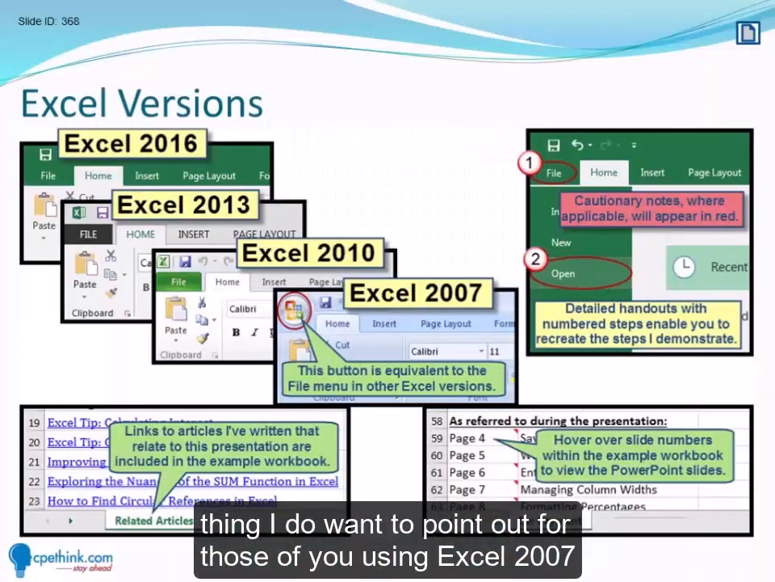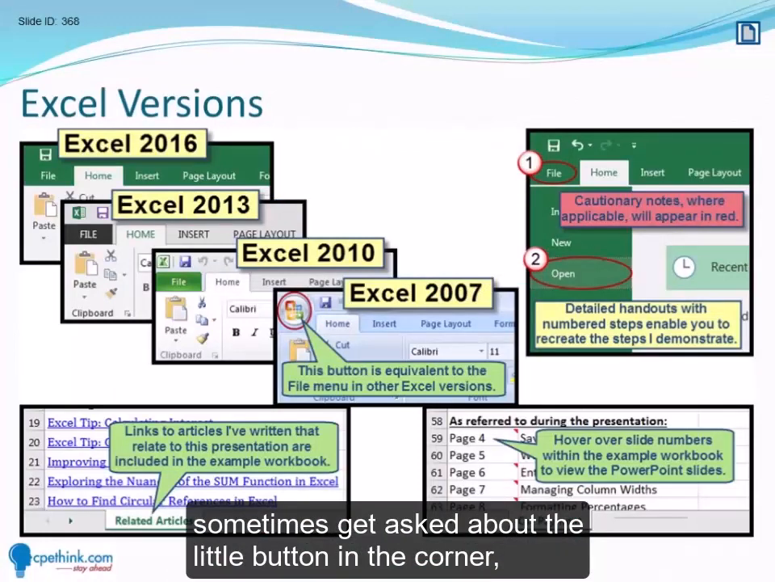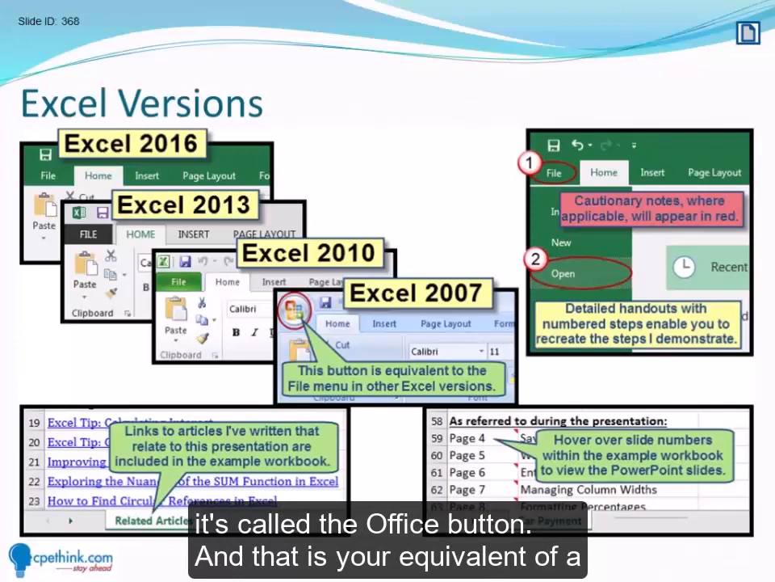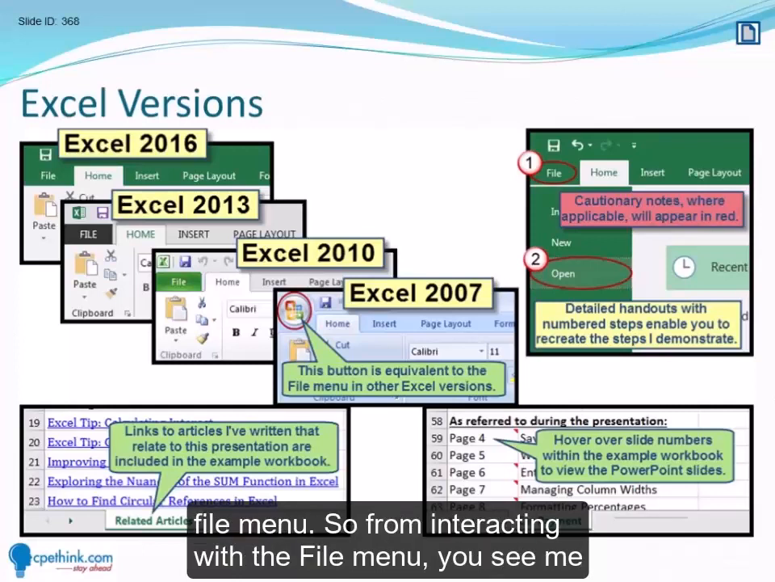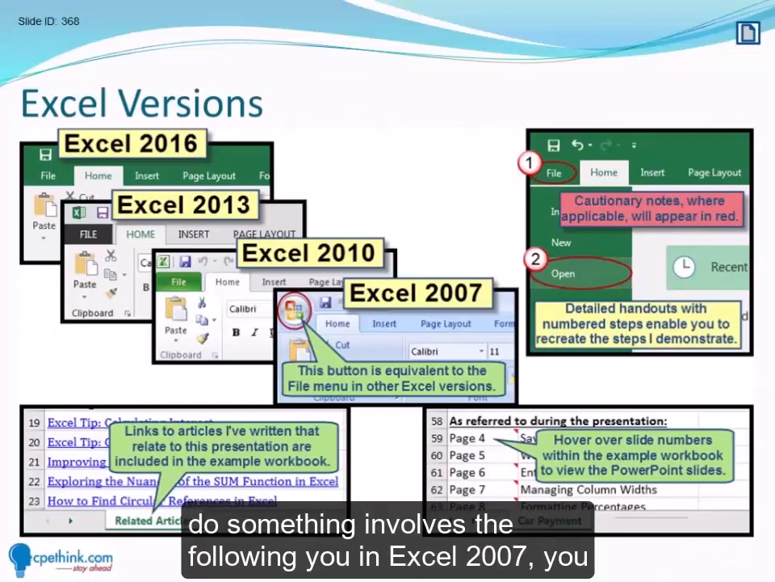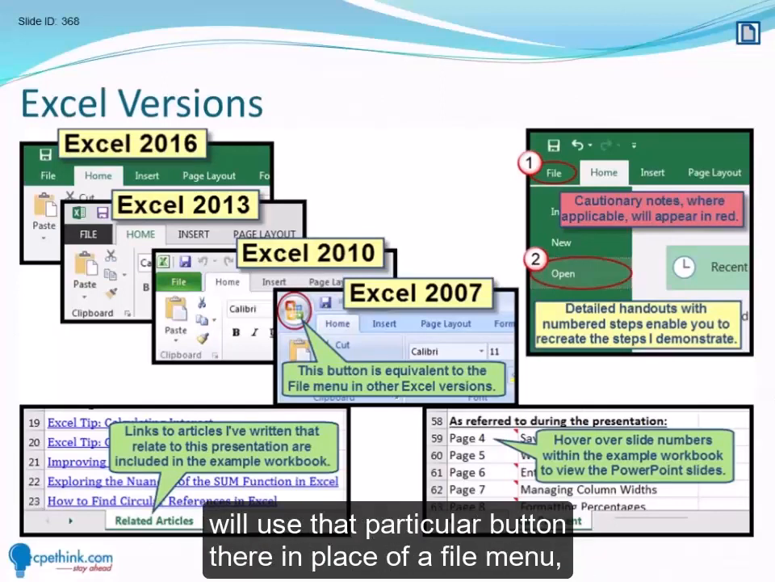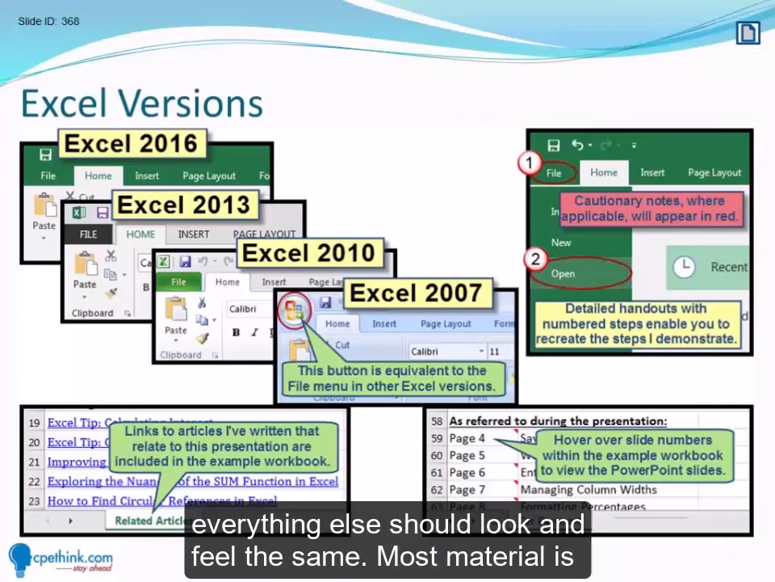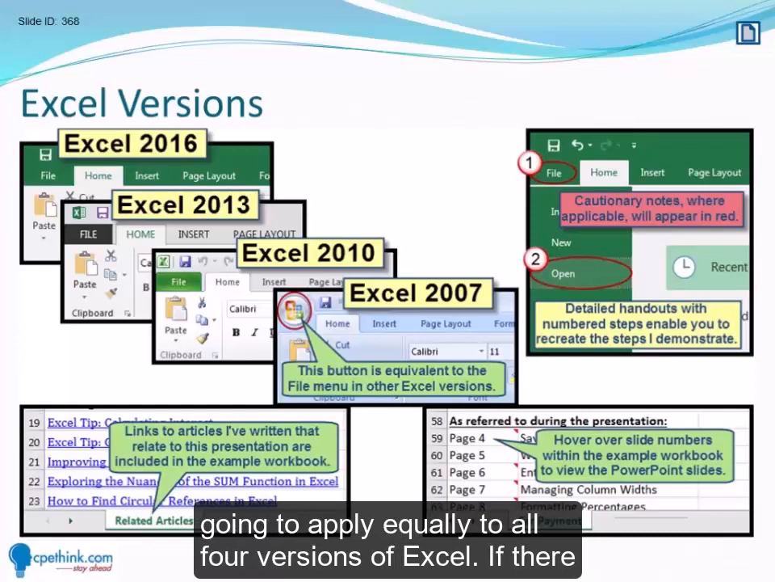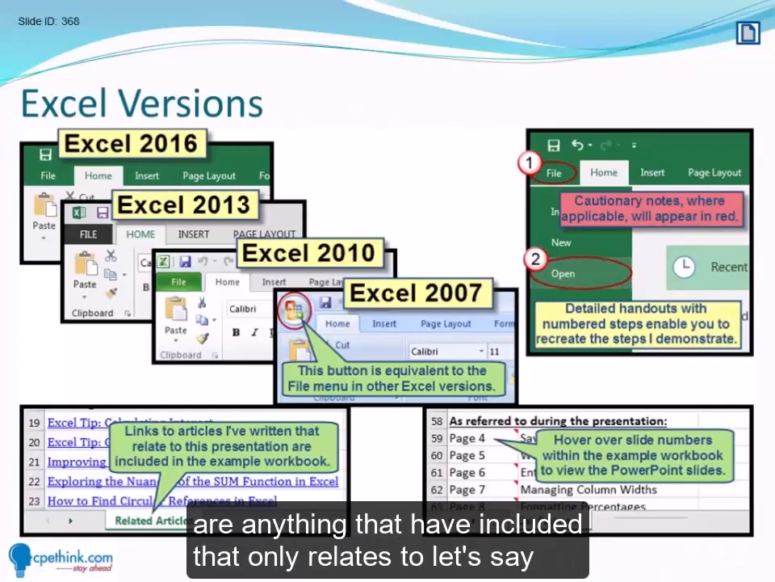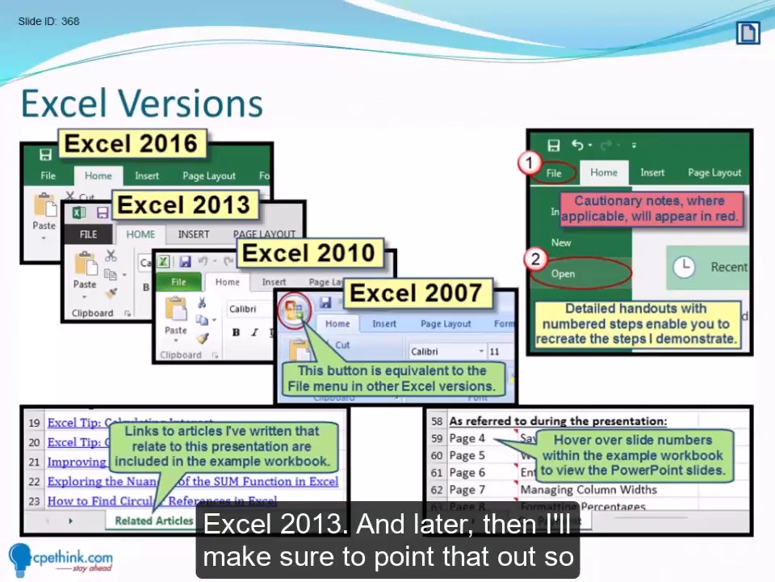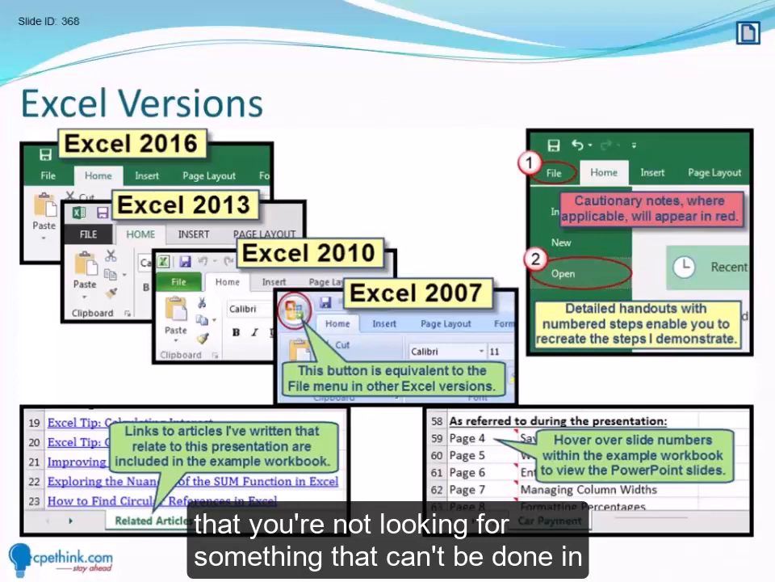One thing I do want to point out for those of you using Excel 2007, I sometimes get asked about the little button in the corner. It's called the Office button, and that is your equivalent of a file menu. So if I'm interacting with the file menu, you see me do something that involves the file menu. In Excel 2007, you will use that particular button there in place of a file menu. Everything else should look and feel the same. Most of my material is going to apply equally to all 4 versions of Excel. If there is anything that only relates to, let's say, Excel 2013 and later, then I'll make sure to point that out so that you're not looking for something that can't be done in those older versions of Excel.